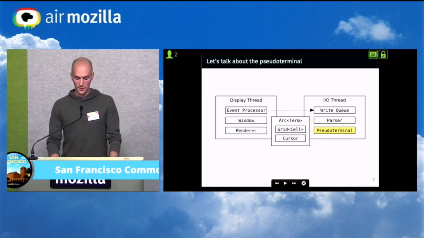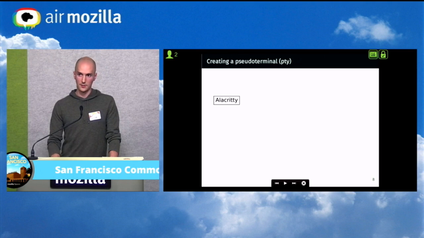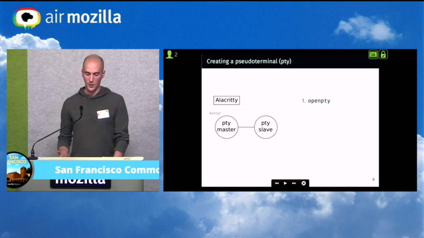So we're going to start by talking about the pseudo terminal. This is the first thing you need to get your terminal up and running. So when you launch a program, whether it's Alacritty or iTerm or anything else, you just have that one process. You don't have a shell or anything to talk to yet. It's just you alone in this cold, dark world of the computer. So the first thing you do is you call openpty.